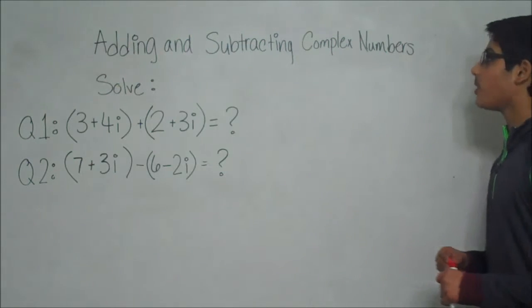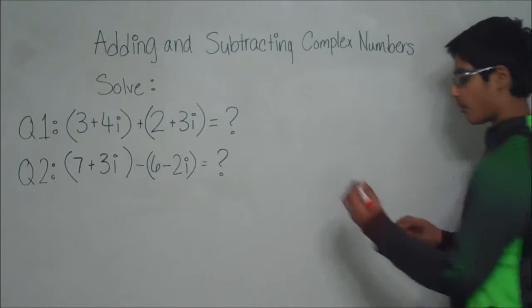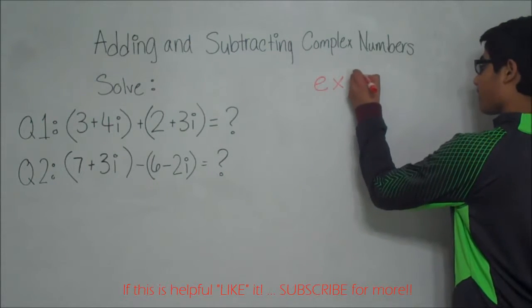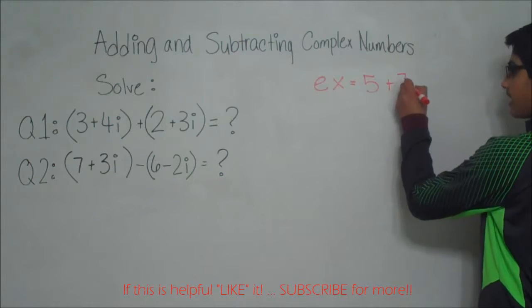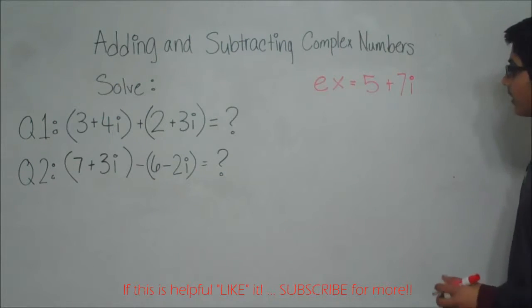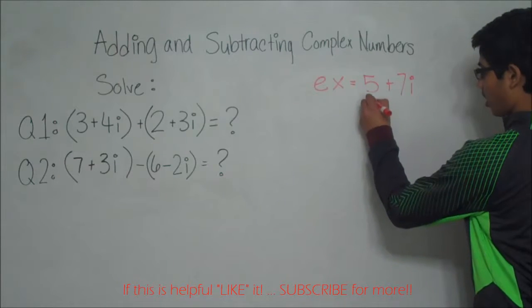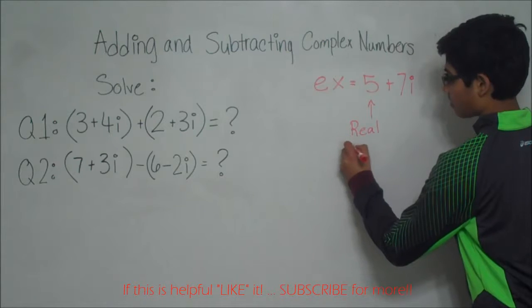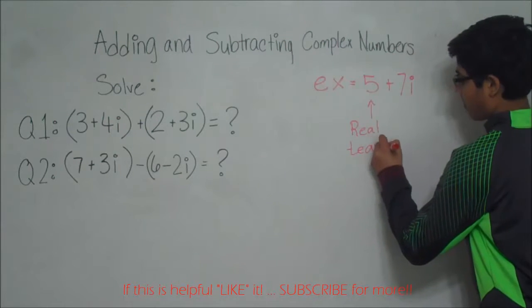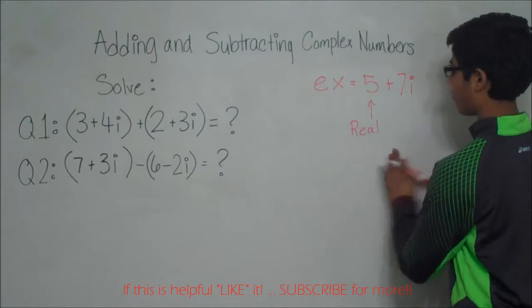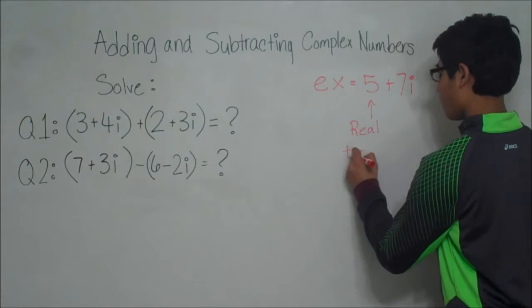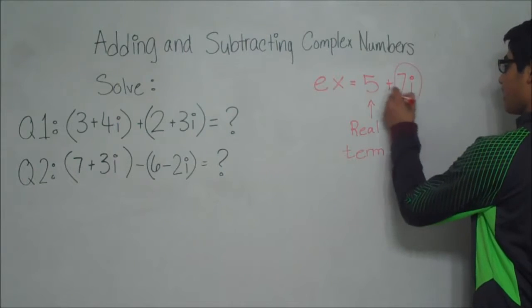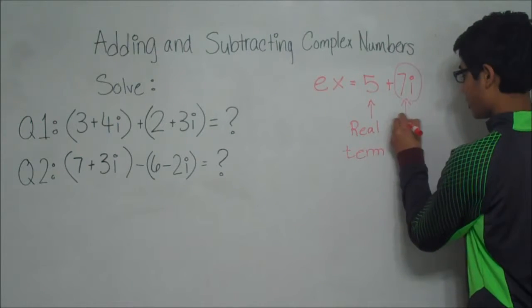In the last video we learned what a complex number is. For example, we have a complex number of 5 + 7i. Here, this term is called the real term, and this term is called the imaginary term.